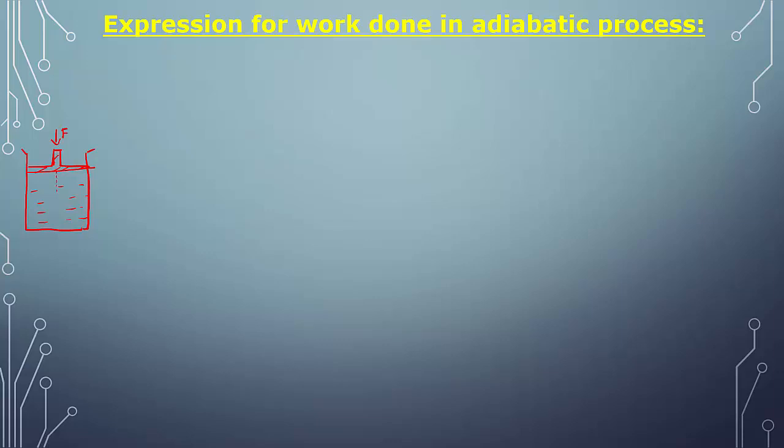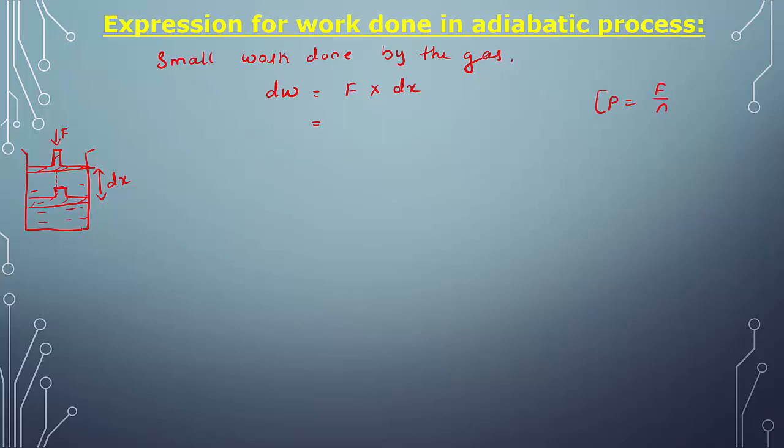Piston is moving inside. Now it reaches this position. So this piston is traveling a distance, it is displaced dx. So small amount of work is done. The small work done by the gas is denoted by dW, which is equal to force into displacement. So in place of force, we know that pressure is force per unit area.